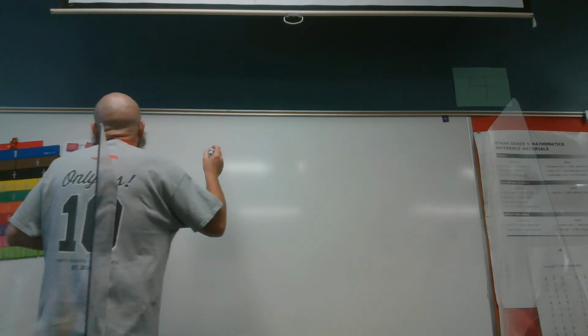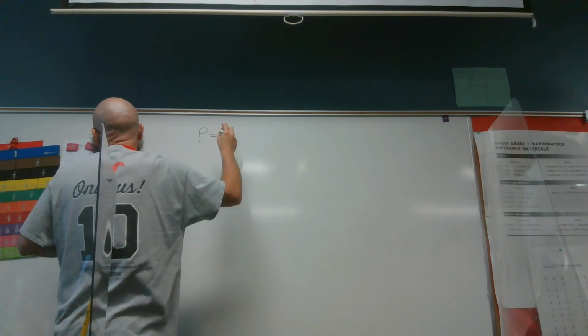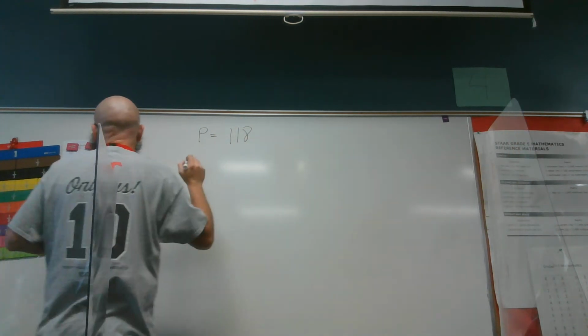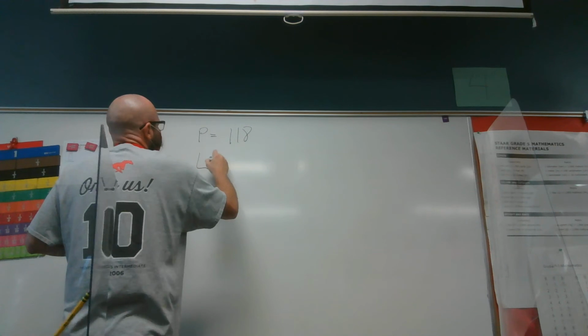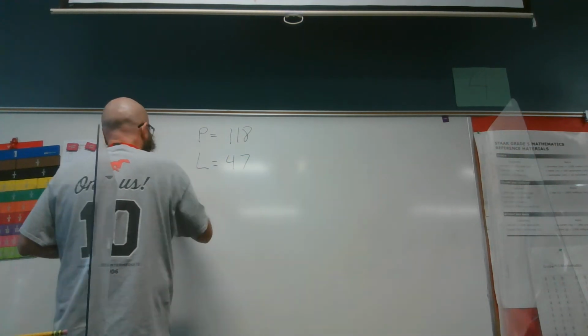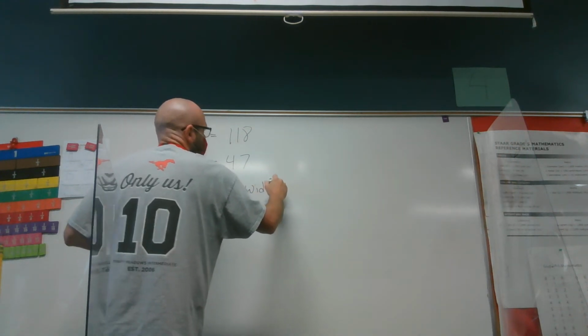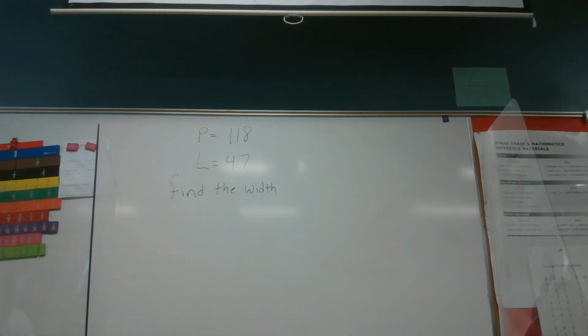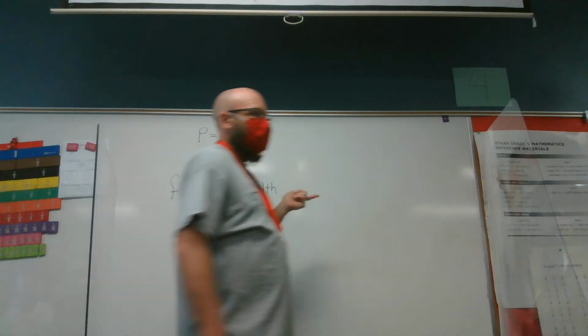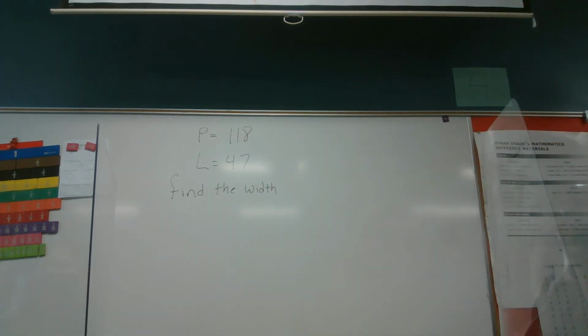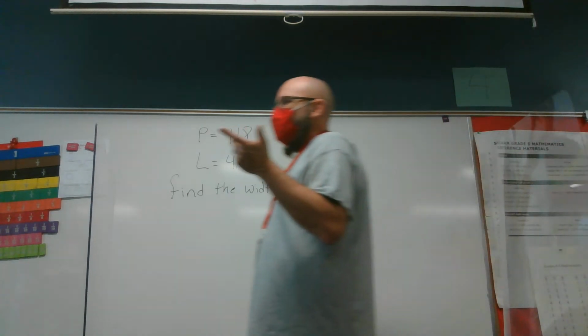We are going to say the perimeter equals 118. The length equals 47. We have to find the width. They give you the perimeter and they give you the length. What is the first thing you should do? Draw a picture. A big one. Yeah. You should draw a picture.